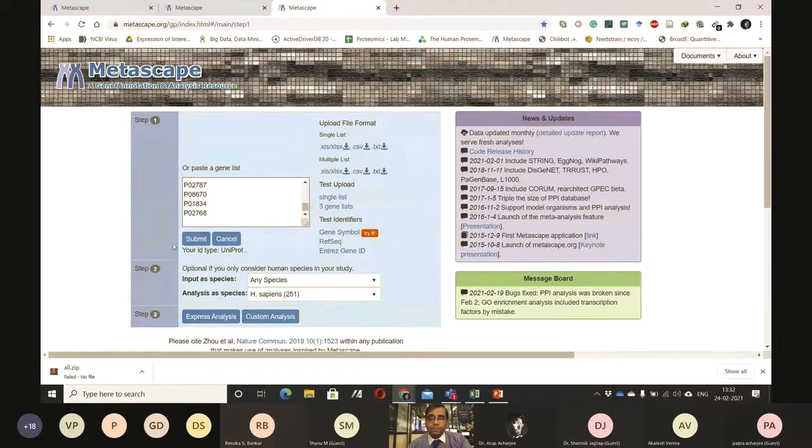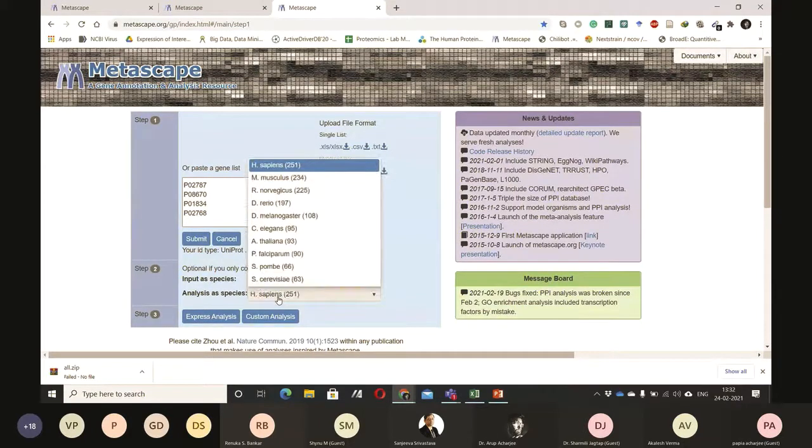Once I press submit, you would find analysis as a species. It has automatically detected these UniProt IDs are primarily from Homo sapiens. But there are homologs in Mus musculus, Rattus norvegicus, Danio rerio, Drosophila and C. elegans, so it will also throw up these homologs.